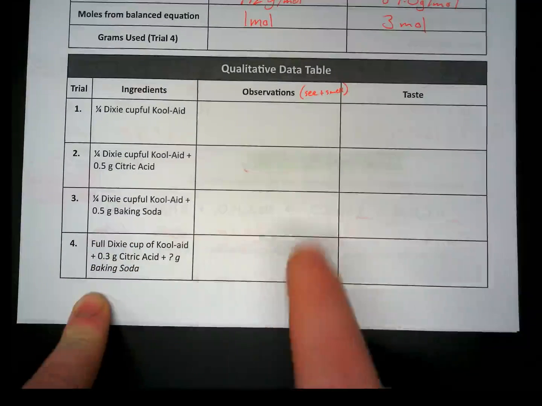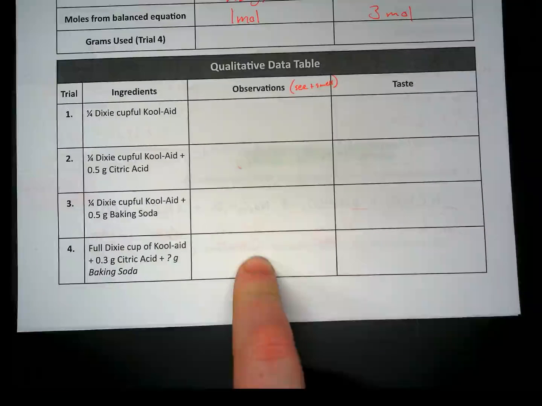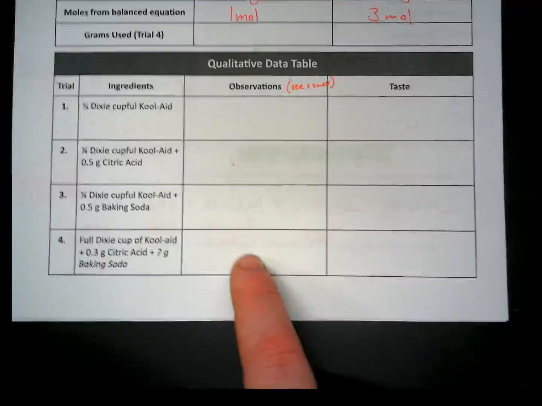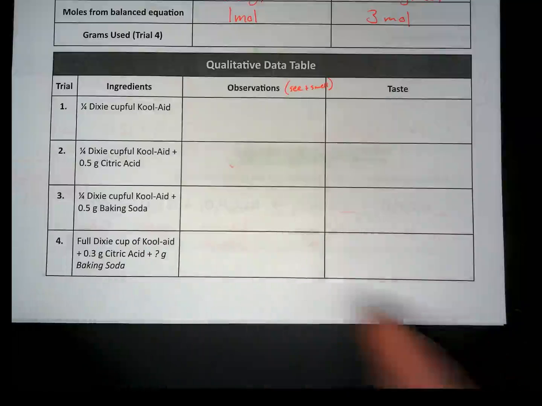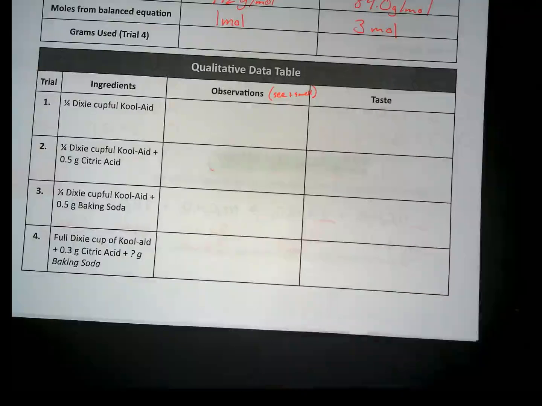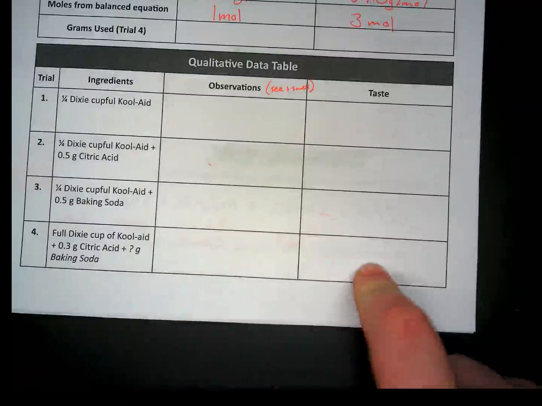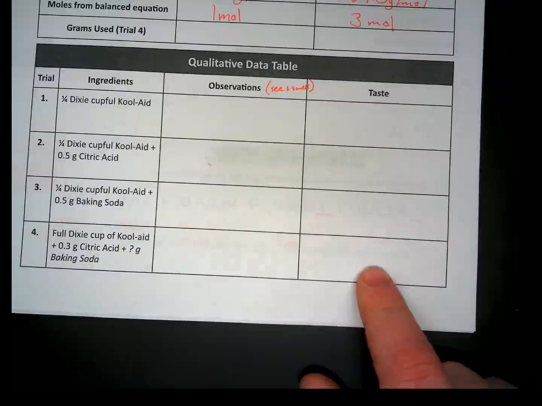And then you're going to go back to your qualitative data here. You're going to pop in, what do you see? What kind of observations did you make? Was it cloudy? Was it clear? What color was it? What was the smell? All that stuff. And then you're going to taste it, and then you're going to tell me how it tasted.